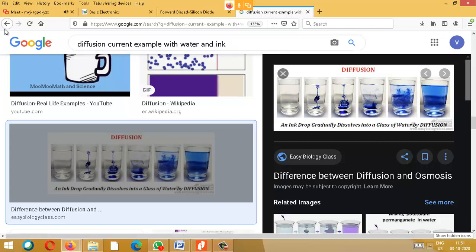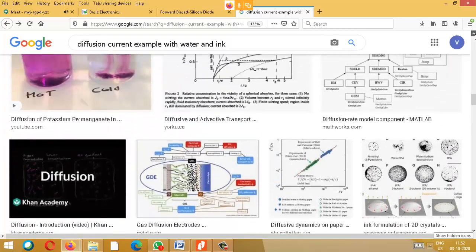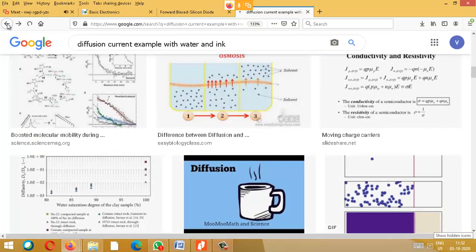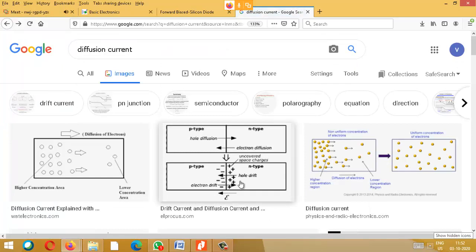Same as what we say here. The entire electrons from your n-type will not cross. Only the electrons on the boundary will cross. This only will happen. You are not supposed to think, sir, here you have more electrons, that all will cross. That will not happen.